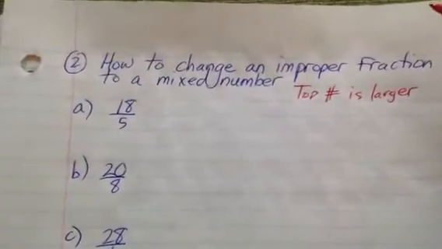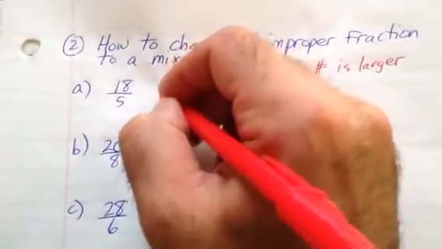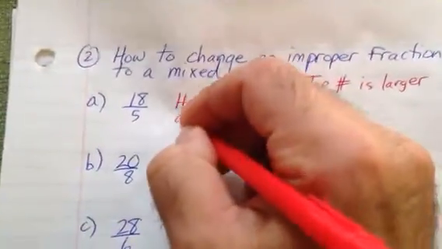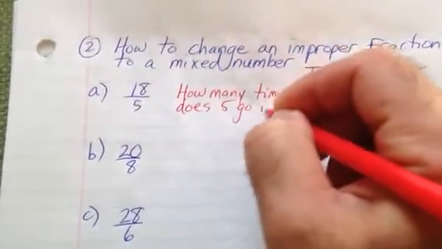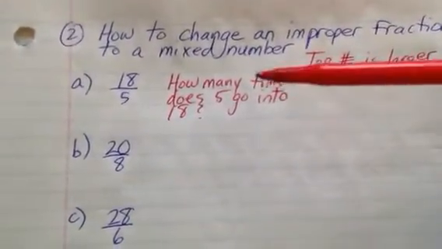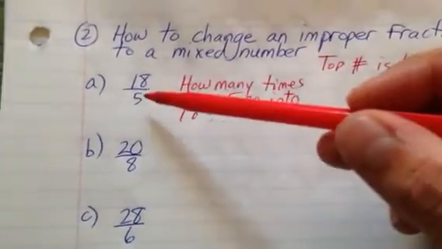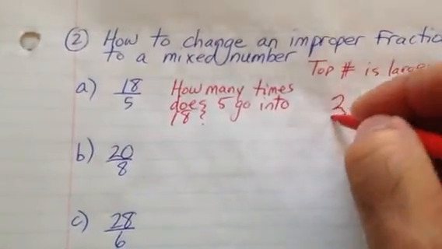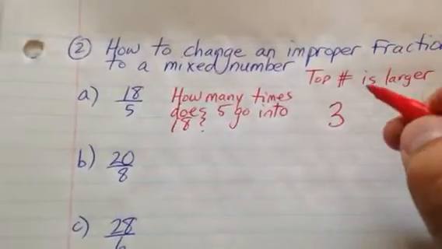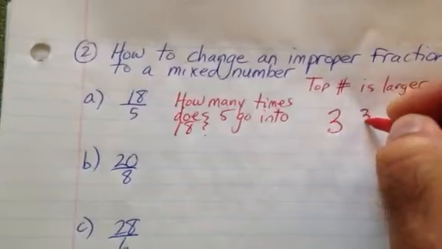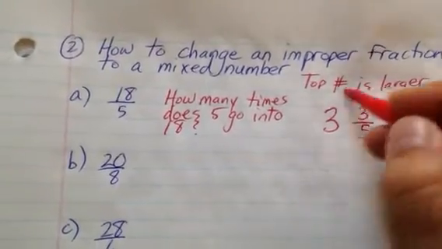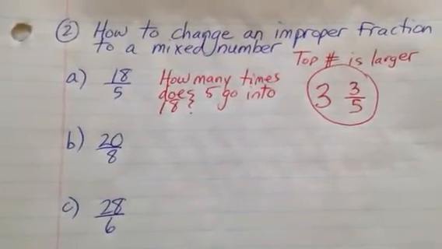So we want to ask ourselves this question, and I'll write it just for this first example. How many times does 5 go into 18? I want to know how many times, plus I want to know how much is left over. I want to know the remainder. So I know that 5 will go into 18 3 times, because 3 5s are 15. So 15 to 18, I have a remainder of 3. The remainder goes on the top. The same bottom number remains on the bottom of this fraction. So we have 3 and 3/5. That is a mixed number.